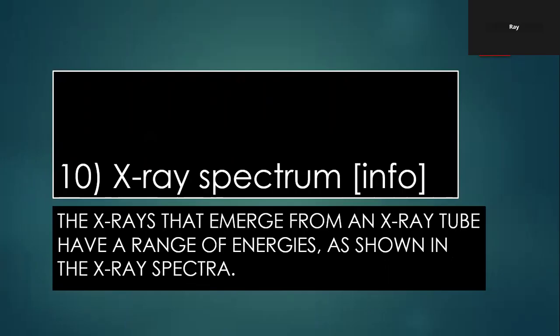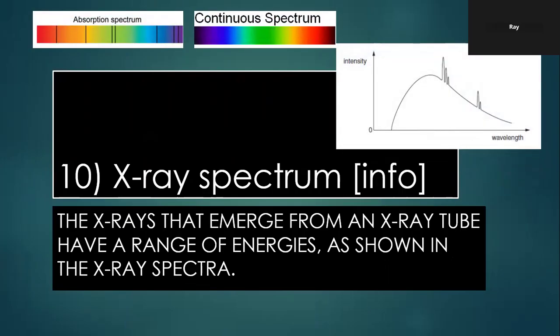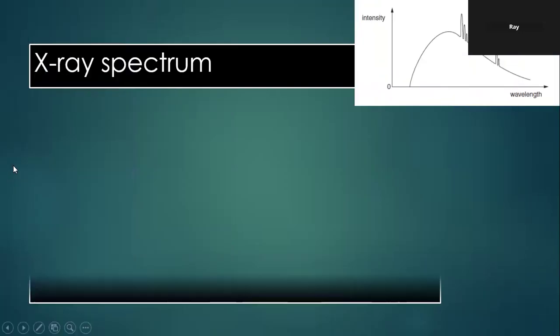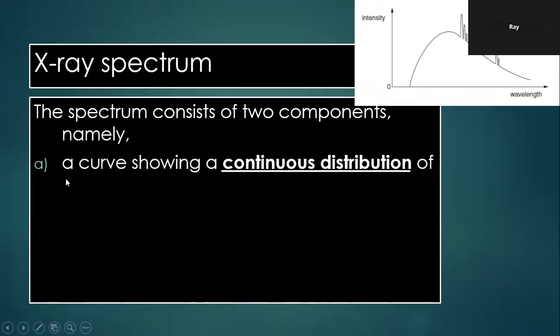Okay, this is also for info only. Right? There's a spectrum of X-ray with a minimum wavelength, and then the range can be from the shortest to the longest wavelength. The spectrum consists of two components, namely a curve showing continuous distribution. Right? Intensity is different for different wavelengths.